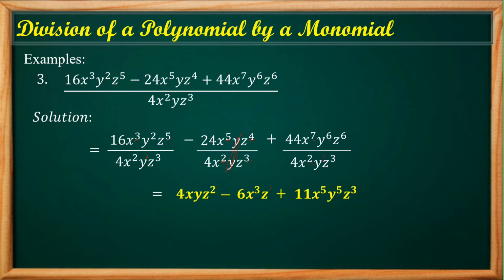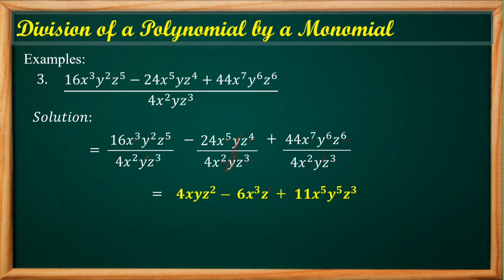6 minus 1 is 5. 6 minus 3 is 3. Therefore, if we divide 16x cubed y squared z raised to 5 minus 24x raised to 5 y z raised to 4 plus 44 x raised to 7 y raised to 6 z raised to 6, all over 4x squared y z cubed, the answer is 4xyz squared minus 6x cubed z plus 11x raised to 5 y raised to 5 z cubed.